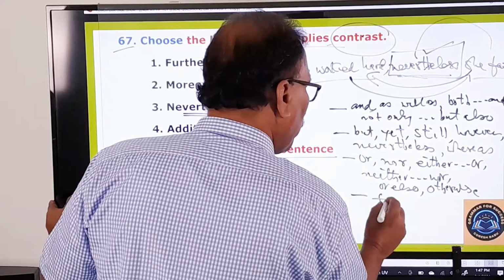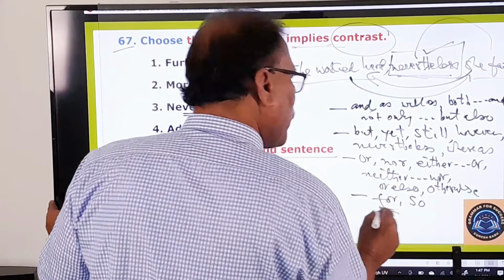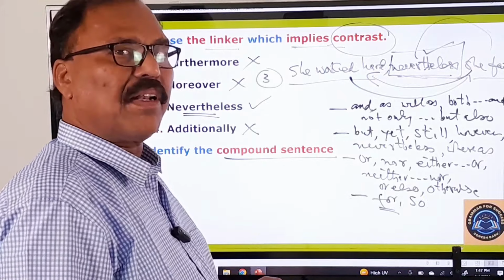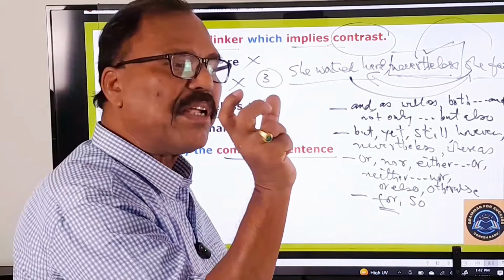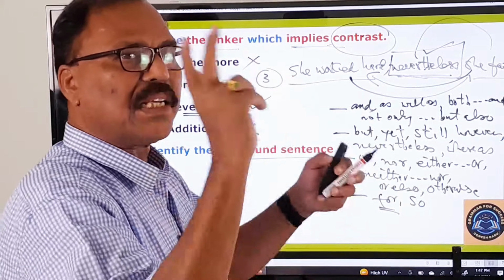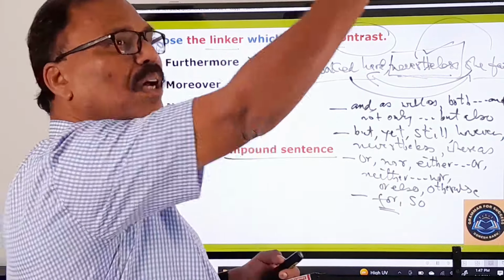And the last one is for. So, for means 'because'. We respect him a lot, for he is a noble man. Here, for is not a preposition. It's a conjunction. When it is a conjunction, it means 'because'.